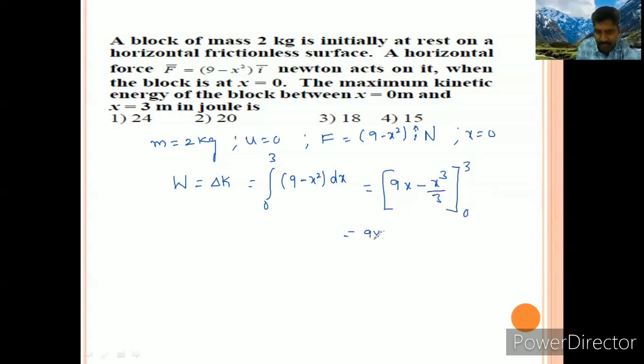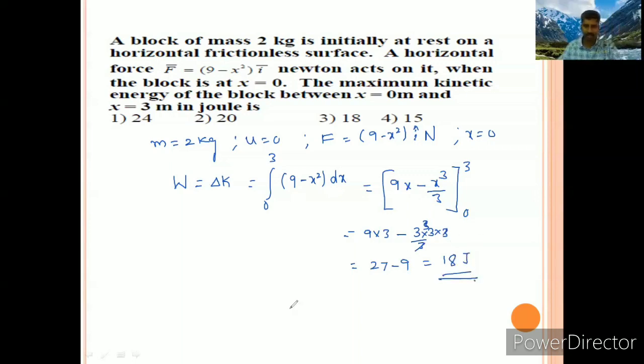So 9 into 3 minus 3 cube by 3, where one 3 will cancel. So we get 27 minus 3 into 3 into 3 by 3, which is 9. So we can get 18 joules as the answer of this question.